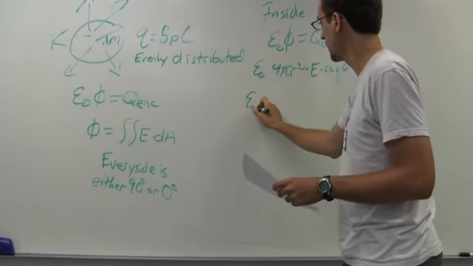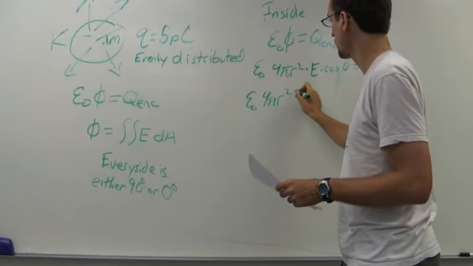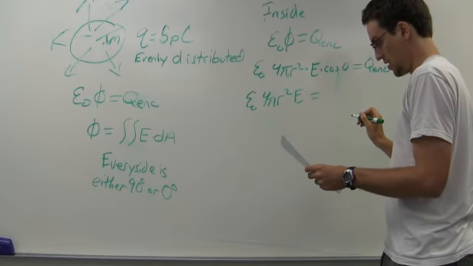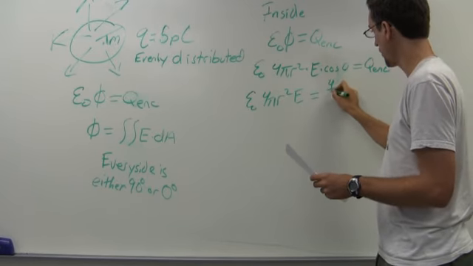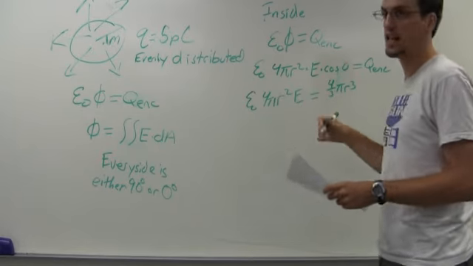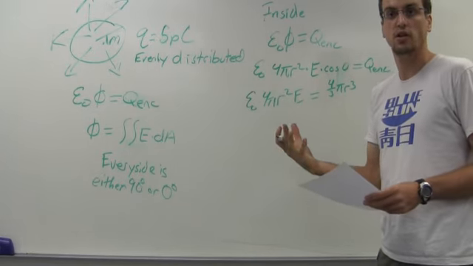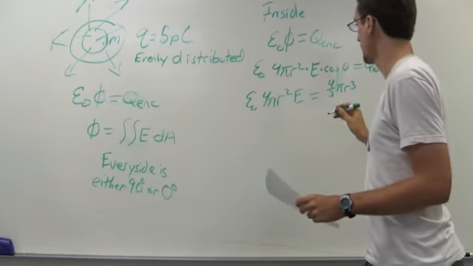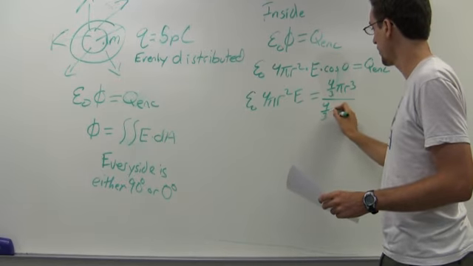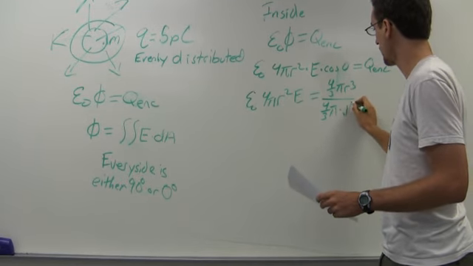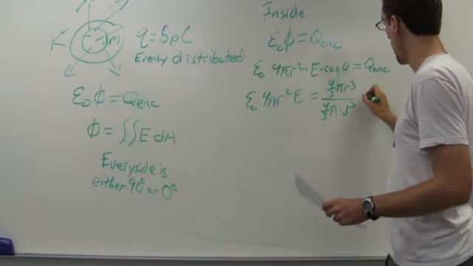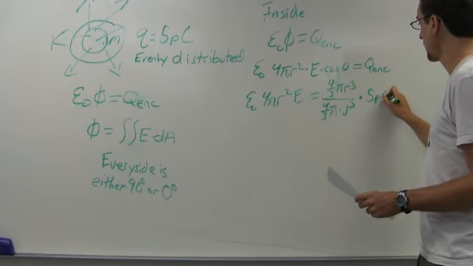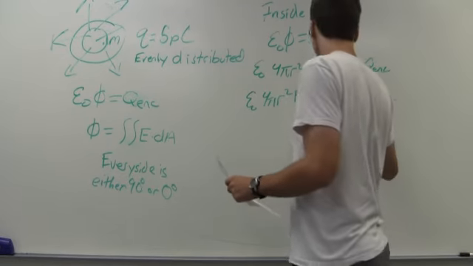Okay, so we're going to stick with epsilon naught 4 pi r squared E equals 4/3 pi r cubed, which is the volume of the chunk of the sphere that we are at, over 4/3 pi times 0.1 cubed, which is the total volume. All of that times 5 picocoulombs. Okay, we get some canceling going on there.